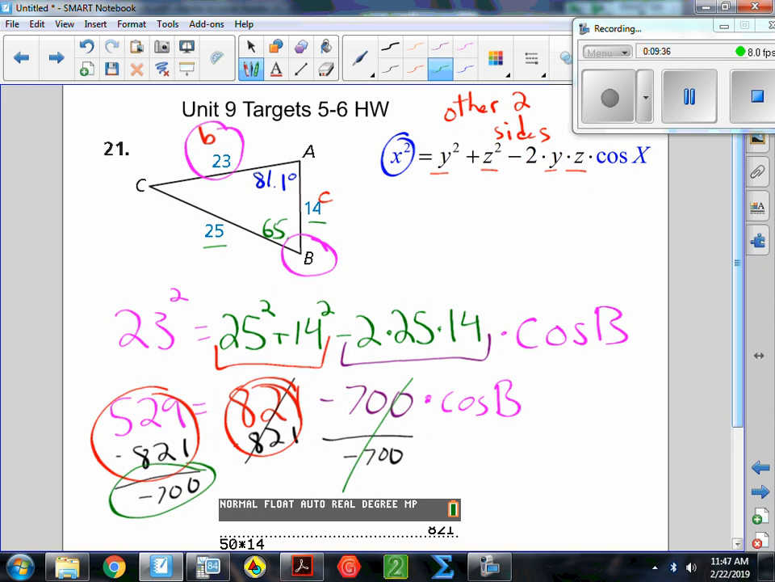Once you have two of the angle measures, you can do 180 minus both of those and come up with the third angle measure. Let's use my other calculator: 180 minus 81.1 minus 65.3. I get 33.6. So I have everything I need now.